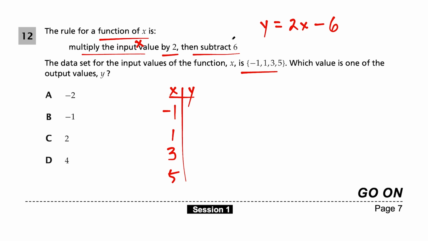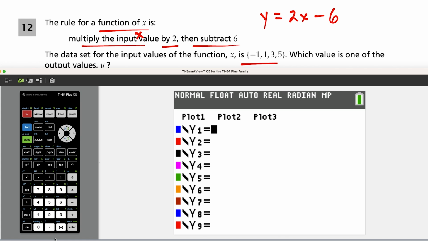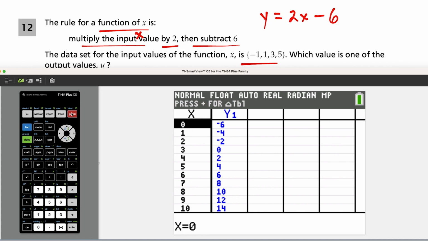So for this one here, we could just use a calculator. For something like this, I would just go to the y equals and I would type in 2 times x minus 6. And if we want to pull up a table here, we could press second graph. So this is if you're using a Texas Instruments TI-84, and this is the TI-84 Plus CE. And remember, we had to plug in -1, 1, 3, and 5. So we just need the table here to show those values of x.